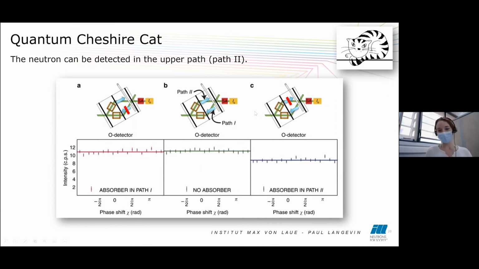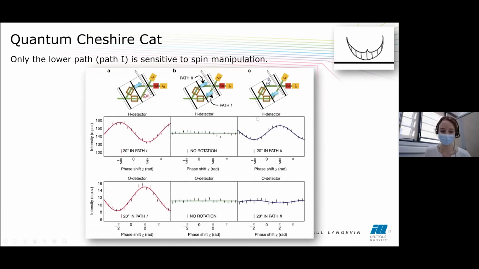So, after having established that, we want to see which path is sensitive to spin manipulation. And first of all, shown here, the spin is essentially the grin of the Cheshire Cat. And this experiment is a little bit more tricky. And we have to look at both detectors here. And that's why the first line here shows the H detector signal, whereas the second line shows the O detector signal.